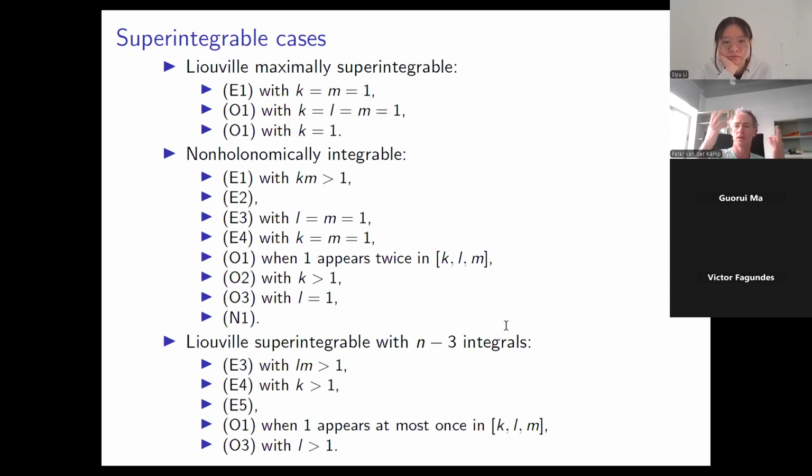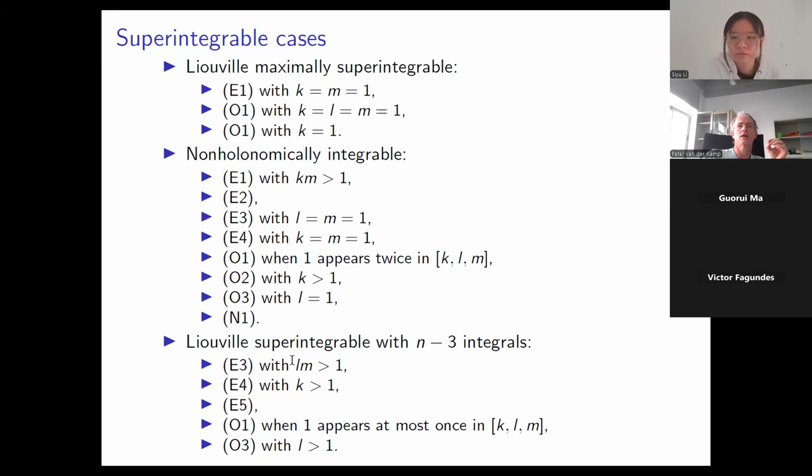And then you can think about, okay, well, what about more integrals? And then there are cases that have n-1 integrals. There are cases that have n-2 integrals. There are cases with n-3 integrals. All these cases, apart from this one, are also Liouville integrable. But here the N1 is, the N is from non-holonomically integrable. So it's not Liouville integrable, but it is non-holonomically integrable.